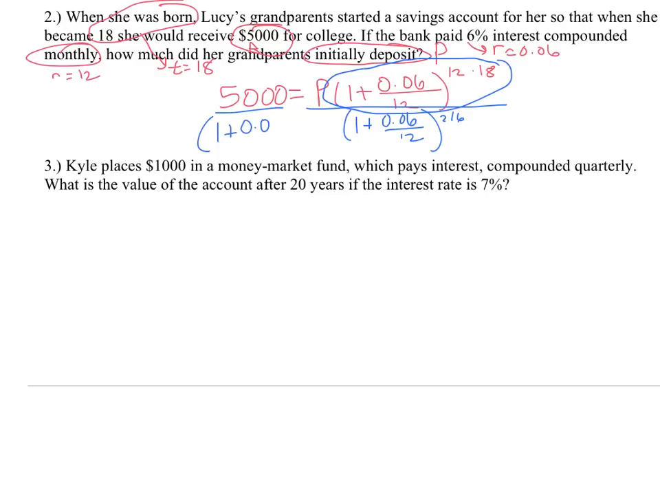And your graphing calculator can handle this. You can type it. Even the scientific calculator should be fine. Type in 5,000 divided by parenthesis 1 plus 0.06 divided by 12. Close your parenthesis and raise it to the 216th power. If you do that and correctly round to 2 decimal places, you'll see that they must have invested $1,702.55.